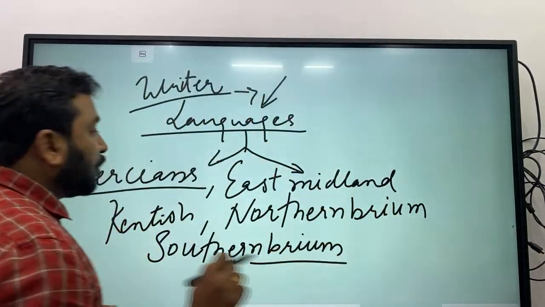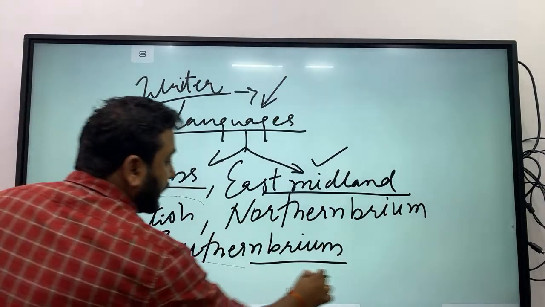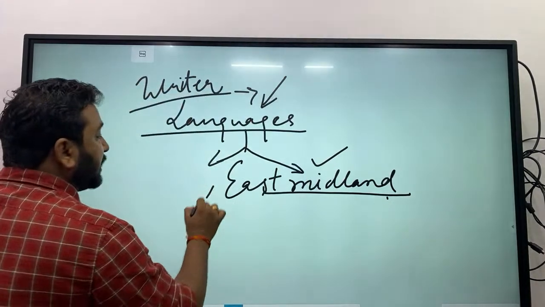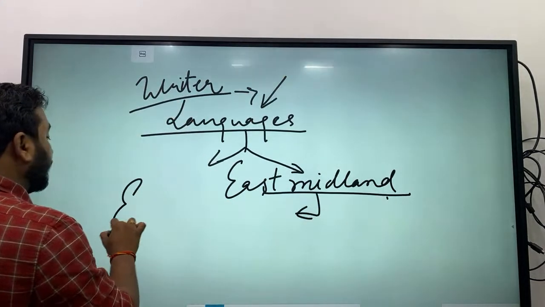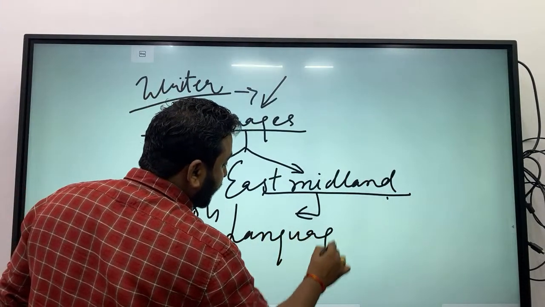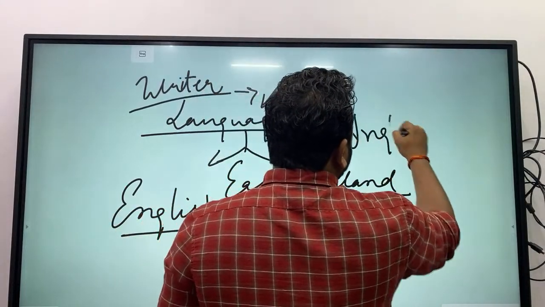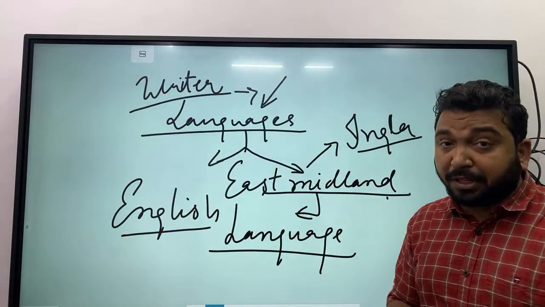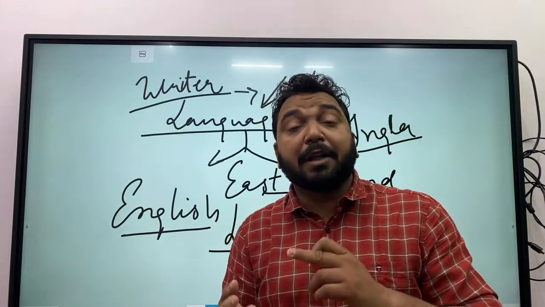And here, Chaucer selected East Midland. Chaucer ne kya kiya? East Midland ko select kiya. And he converted East Midland with some flexible grammatical changes, with some new add-ons, new words, and East Midland got converted into the English language. So jo aaj ki English language hai, wo kahan se start hoti hai? East Midland. It was an Anglian dialect. So East Midland became English. Chaucer experimented with this thing. We have already talked about this in the previous lecture. It will become the language of court, language of parliament, language of schools.